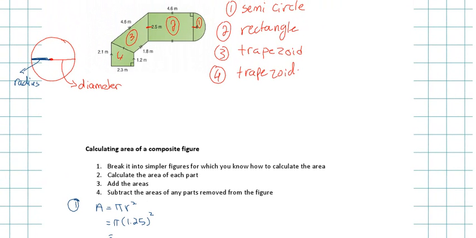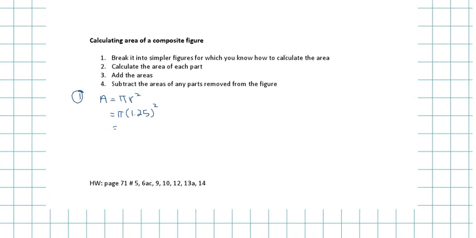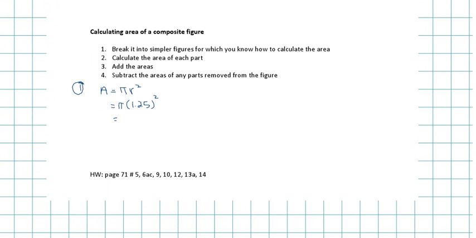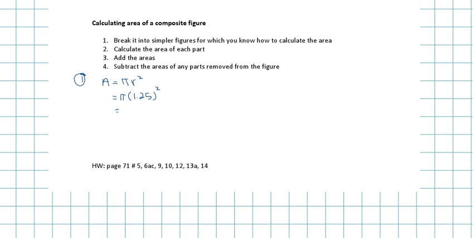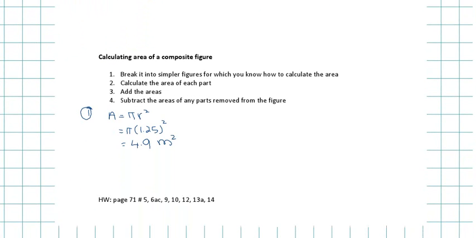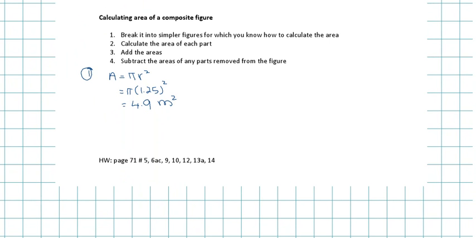Okay, can you guys calculate that for me? 4.9. Now that will be meters squared, because my unit is meter. Okay. Now this is the area of the full circle. I want the area of half the circle, so divided by 2.